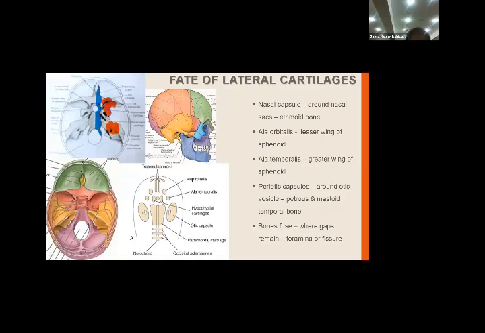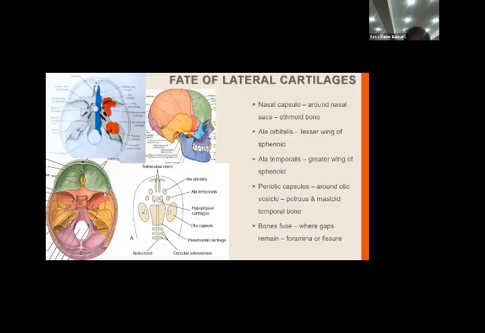Next cartilage is ala orbitalis. Orbit, ठीक है, that means it is related to the eye. So this develops into the lesser wing of sphenoid, this bone. Lesser wing of sphenoid becomes part of the orbit. Then comes the ala temporalis. Ala temporalis develops into this bone, the greater wing of sphenoid.